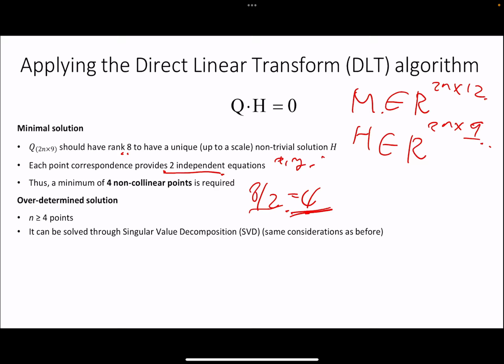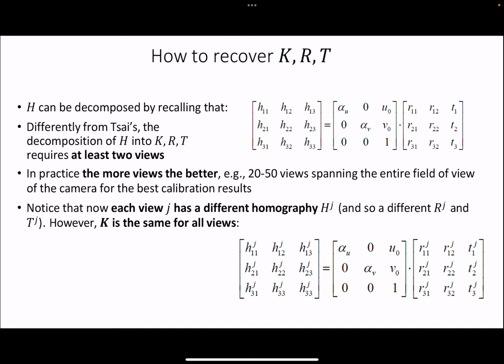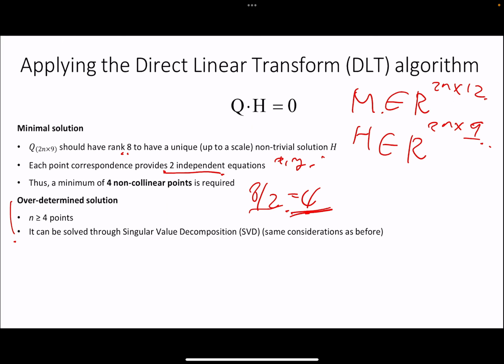But as I said for Zhang's method, this is only theory. There can always be noise, so we need an over-determined solution, with more than 4 points. It can be solved through singular value decomposition, with the same considerations as before. Once we get H using singular value decomposition, if we have only 4 points we can just do this simple math to get H. But in practice, we often use an over-determined solution and SVD.